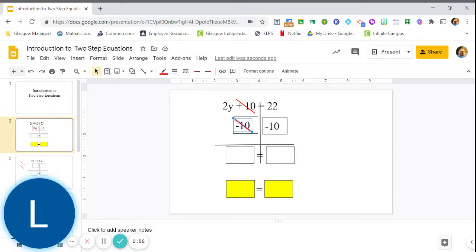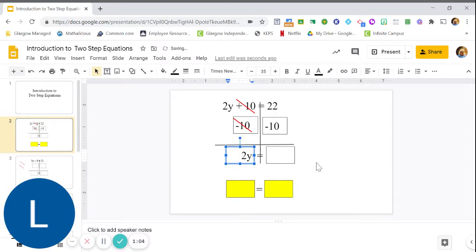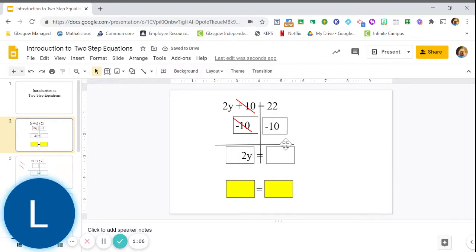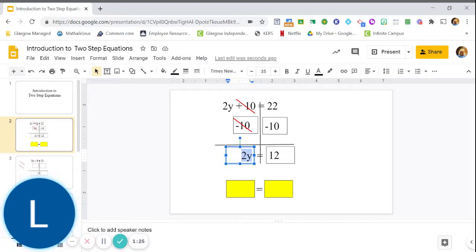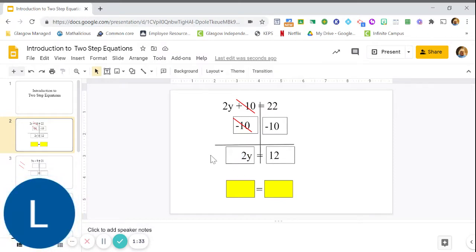And so you see over here on the left side of my equation, all I've got left is the 2y. And then on the right side, I do the math. 22 minus 10 is 12. So now we have an equation that we're used to. 2y equals 12. 2 times what equals 12. So side by side here, this right here means to multiply. And so instead of multiplying by 2, we do the opposite and we divide by 2.